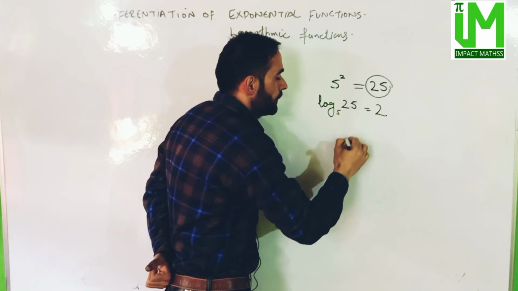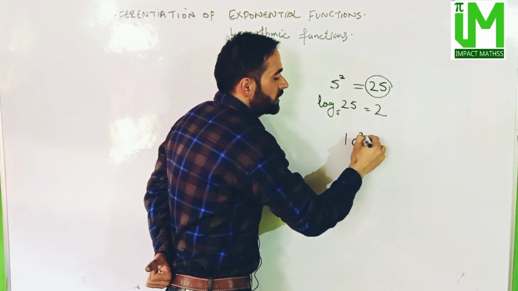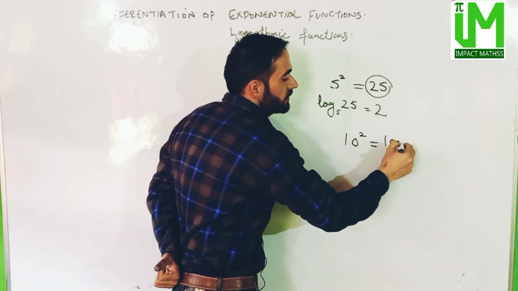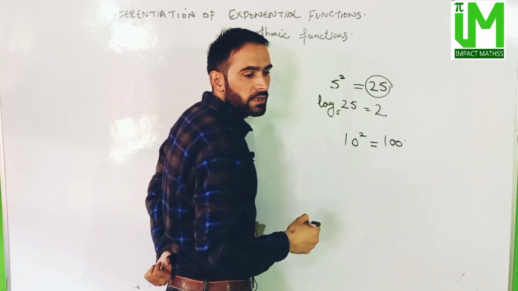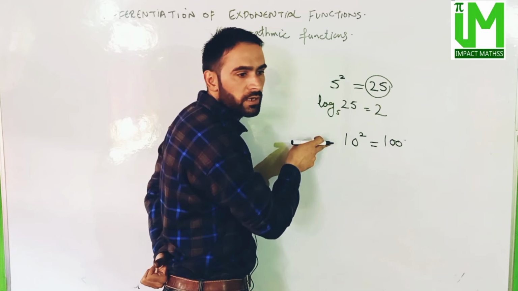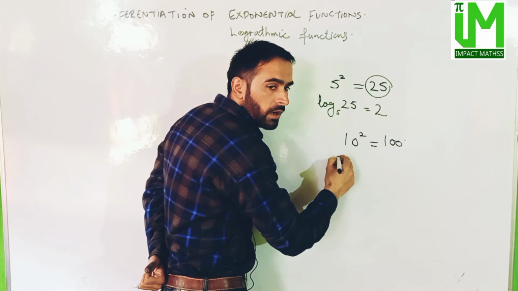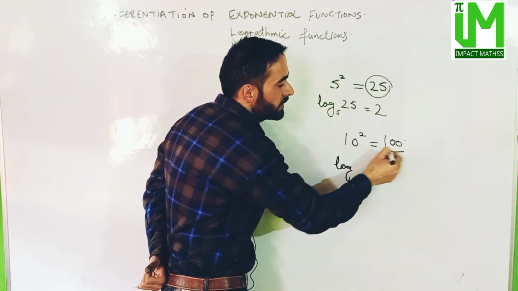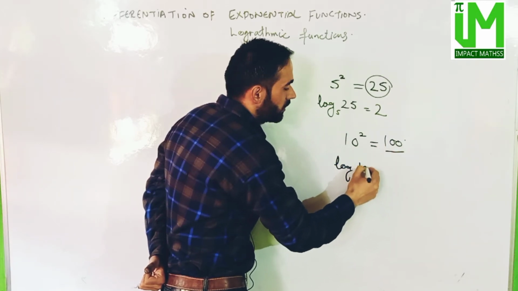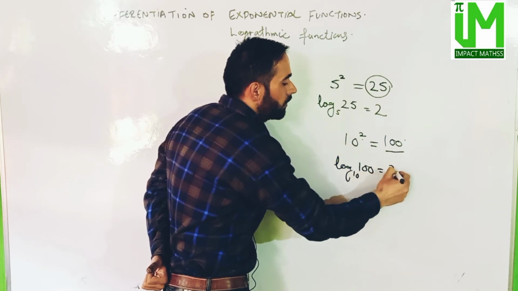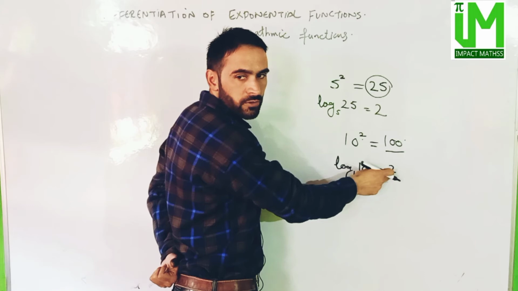Let's write one more example. Say we have 10 squared. What will 10 squared be equal to? 10 squared is equal to 100. So therefore we can write it as log of 100 to the base 10 is equal to 2.